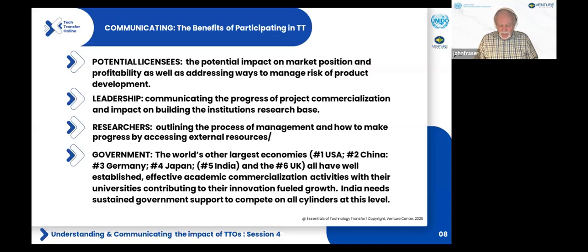And finally, a very important point. You see here on the last bullet point, the largest economies in the world: America, China, Germany, Japan. India is the 5th largest, and the United Kingdom. Now, all of them currently have well-established, effective academic tech transfer commercialization activities which contribute to their innovation-fueled growth. India needs sustained government support to compete in this arena. This is an area of important activity that India can get up to speed and continue to play in the big leagues in this area.